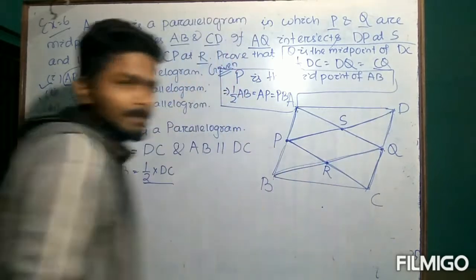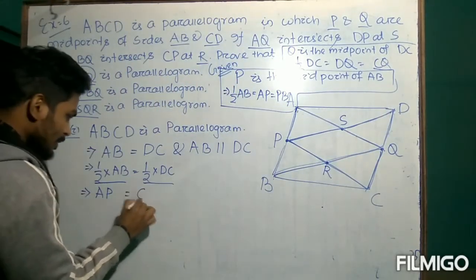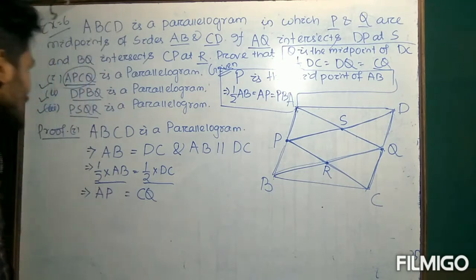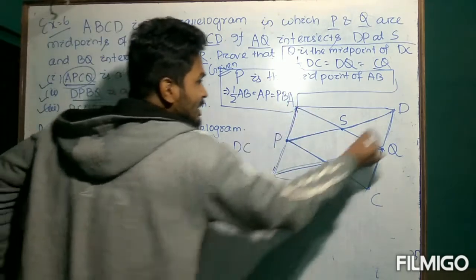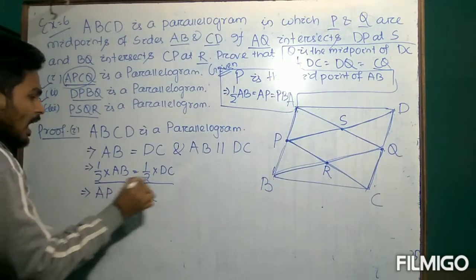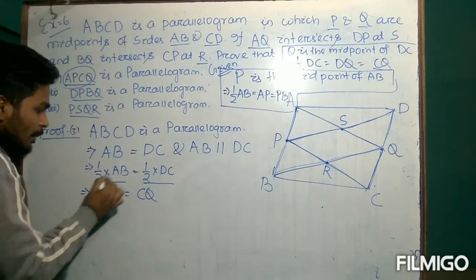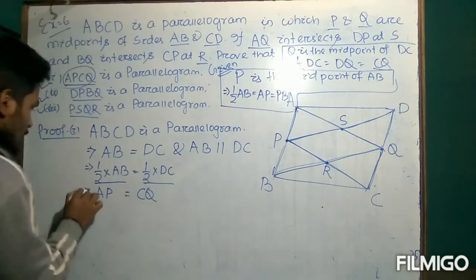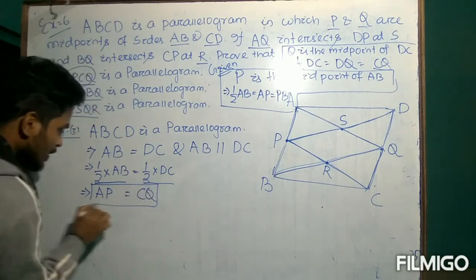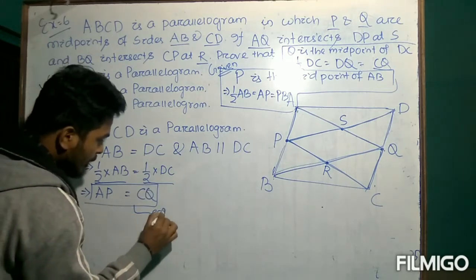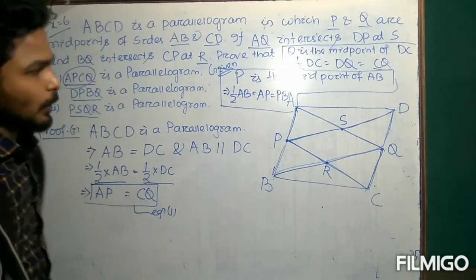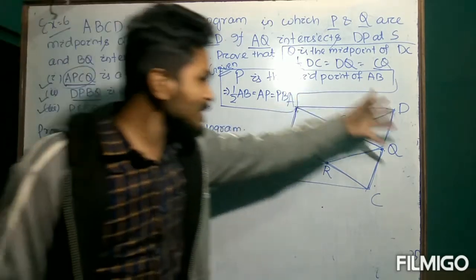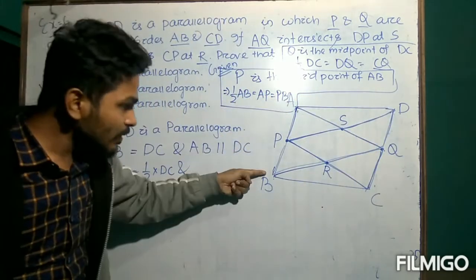This is CQ, right? So we substitute CQ. Initially we know that this side is equal to this side. Now we take half of both sides, so we get half of AP, which is AP, and half of DC, which is CQ. Okay? Suppose this is equation number 1.